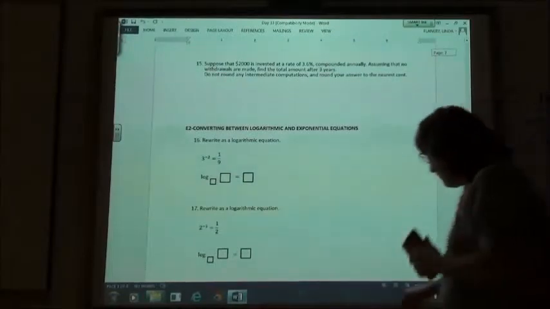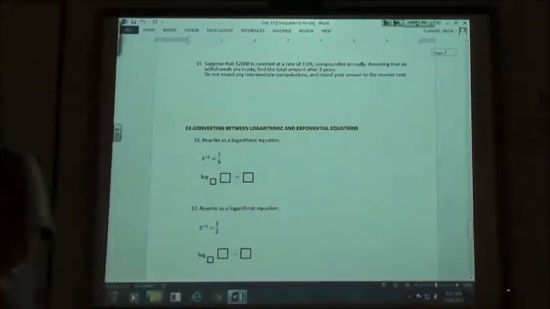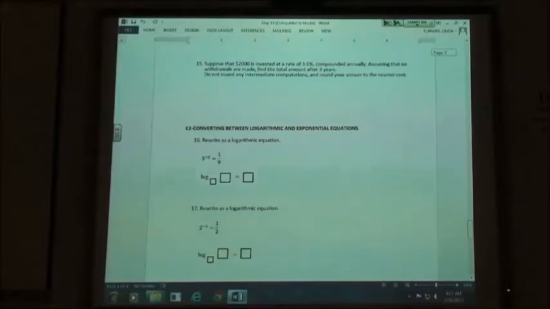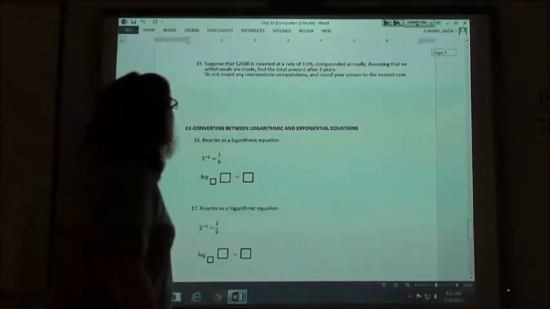Number 15 then. What formula or what am I going to punch into my calculator in order to figure out what the total amount after 3 years is?